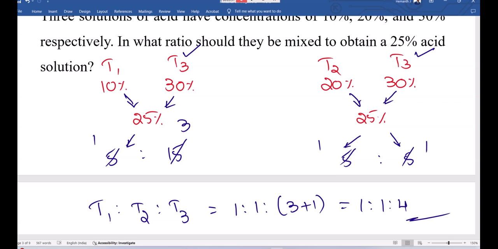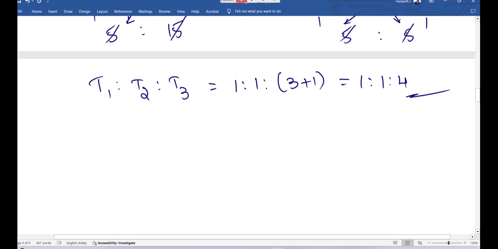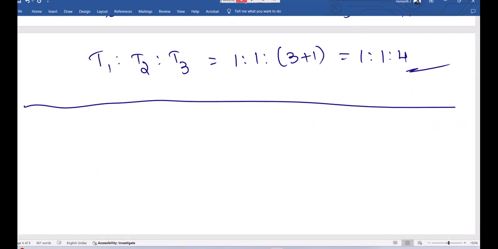A lot of people will decide, okay, it's the mixtures and alligation concept, fine, but in ratios, T3 here is 3, so here also T3 must be 3, then only we will join. That's not the case here. Mixing means adding. Sir, I have a doubt, is this answer correct or not? If you want to check, the doubt can be clarified by mixing 10, 20, 30 in the ratio 1, 1, 4. If the result is 25, then it's correct.